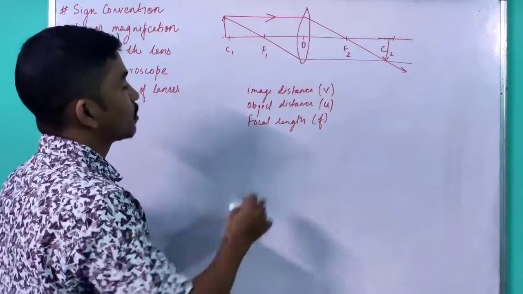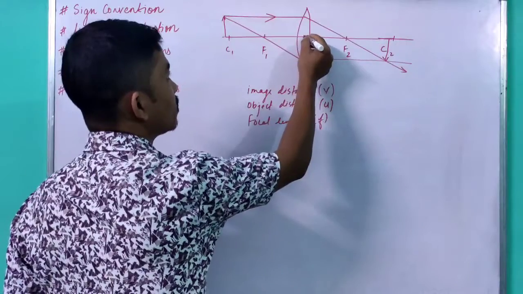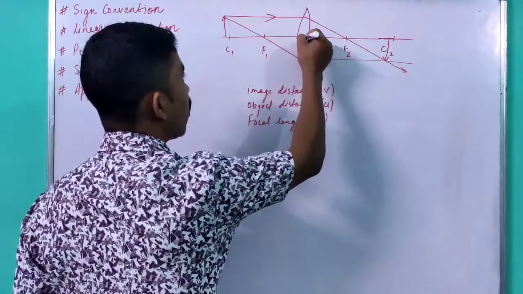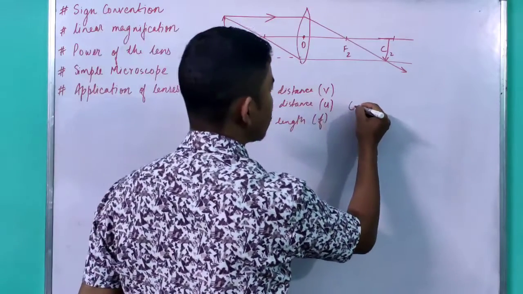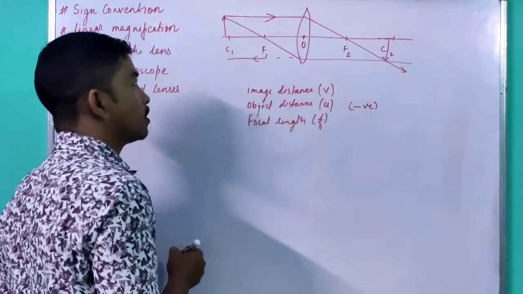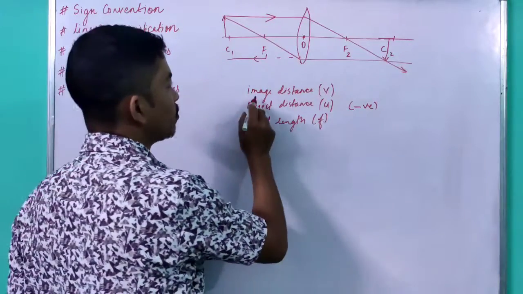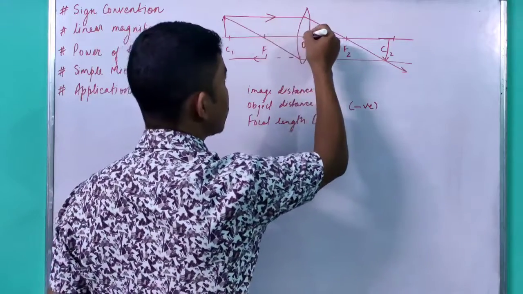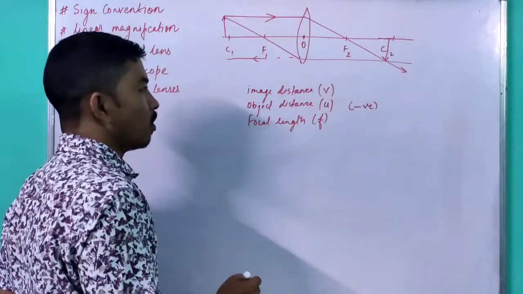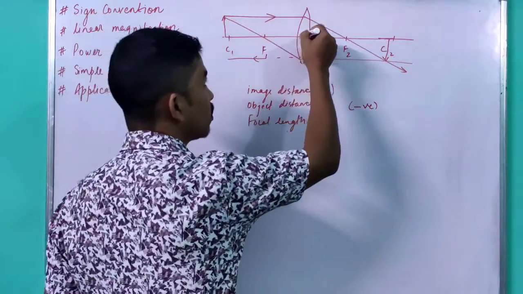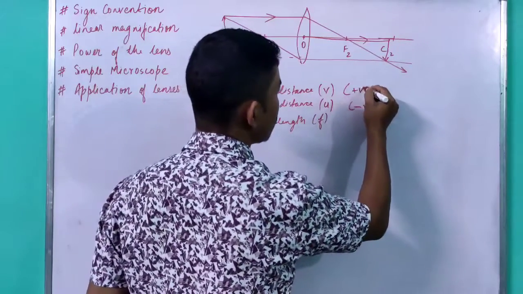Now in the case of the convex lens, what is the object distance? If I measure the object distance, it will be in the direction opposite to the direction of the incident ray, because I will be measuring in this direction. Therefore the object distance will be negative. So remember this, in the case of a convex lens, the object distance will always be negative. Now the image distance is measured from the optical center to the image, going along the direction of the incident ray. Therefore the image distance is always positive.